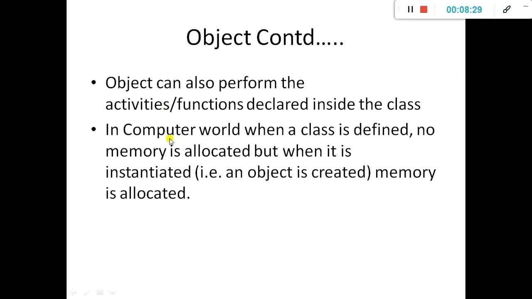Now, in the computer world, when a class is defined, no memory is allocated, but when it is instantiated, meaning when an object is created, memory is allocated. So what does this mean? Just simply declaring a class doesn't allocate memory to that class. When you actually create an object of that class, memory is allocated to that object, not to the class.